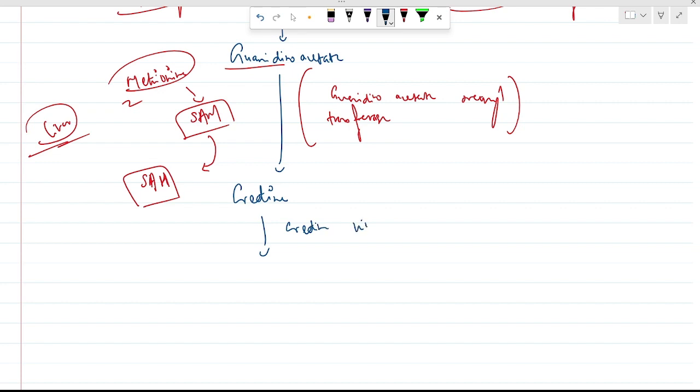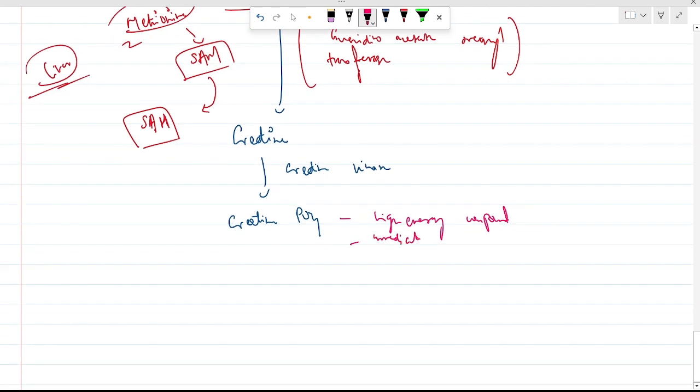Creatine kinase forms creatine phosphate. Creatine phosphate is formed. Okay, this creatine phosphate has some features. We'll see here. First is that it is a high energy compound. Second is that it is the immediate replenisher of ATP.